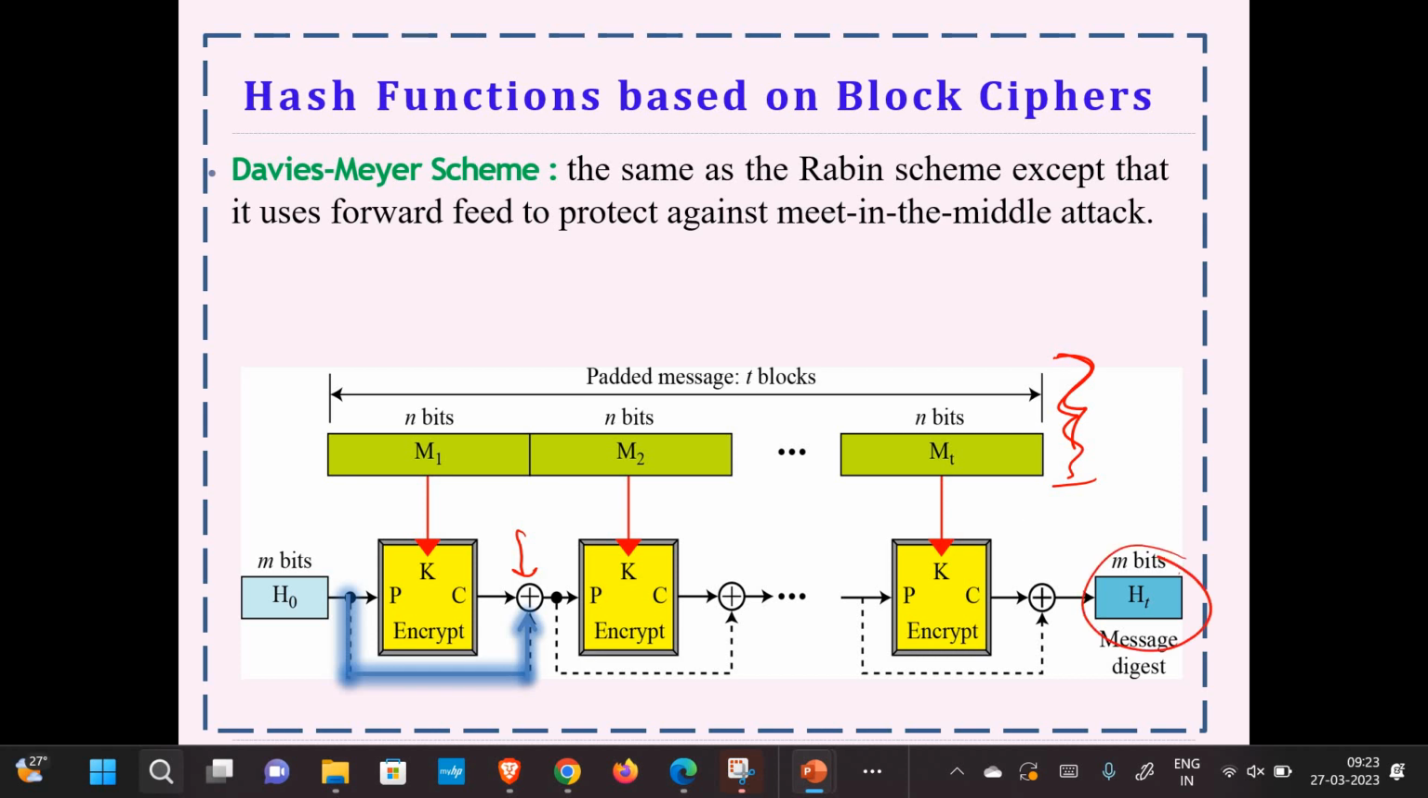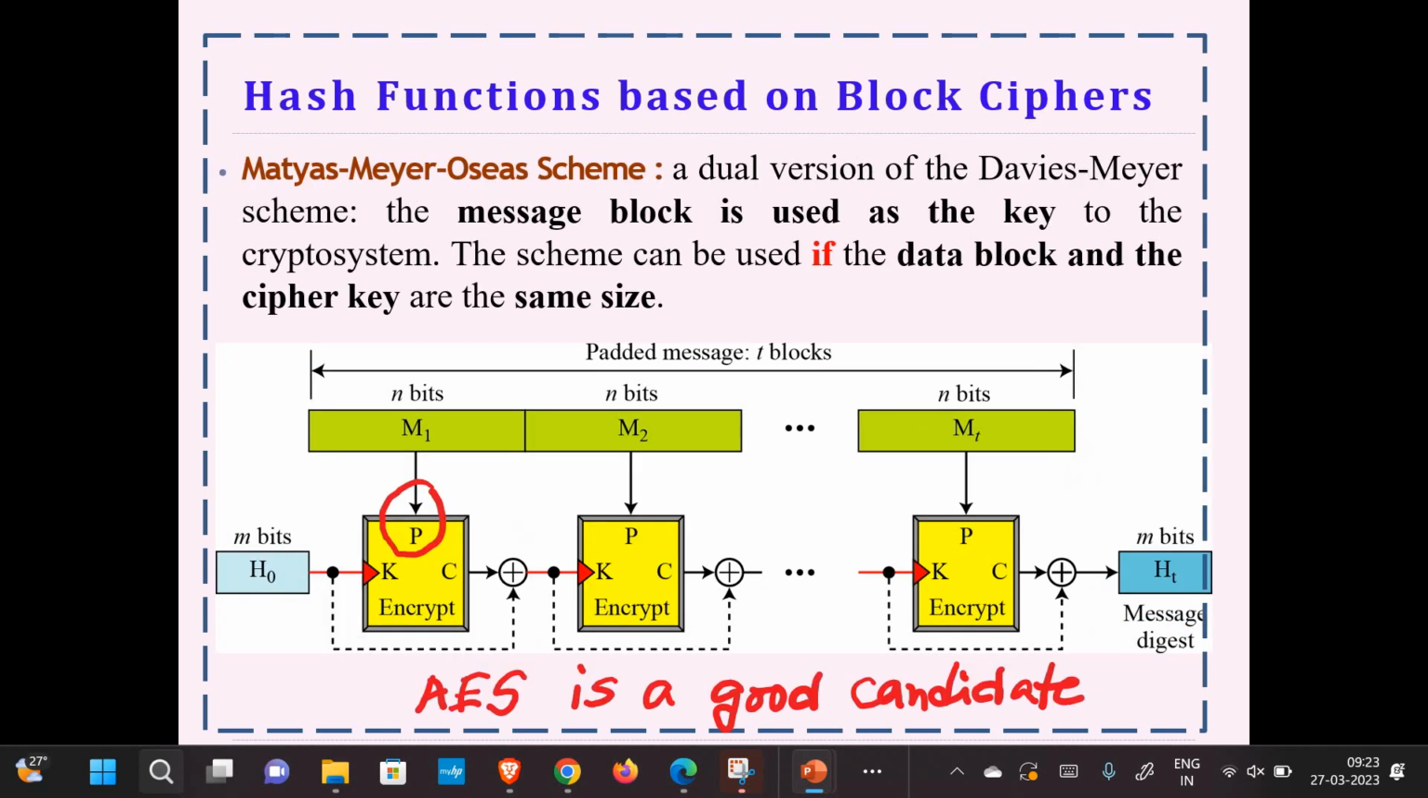To make it even a bit more complex, you can observe over here, the orientation changes. It's actually a dual of the first one, the Davis scheme. You can see here, the plain text is used as it is, but the hash function is used as the key. In the first case, the Davis scheme, it was the opposite. The message was used as the key, and the hash function was used as plain text. Here it is just the opposite.